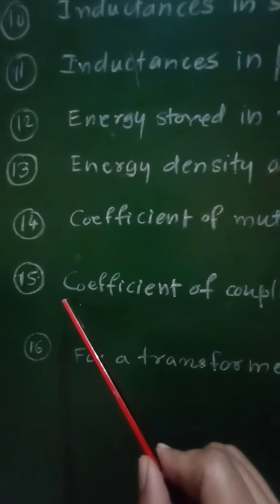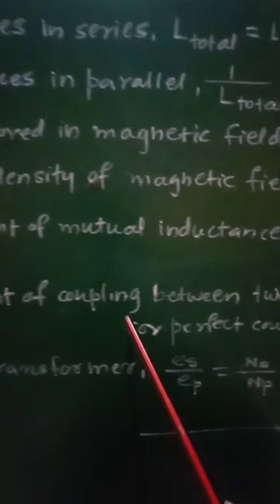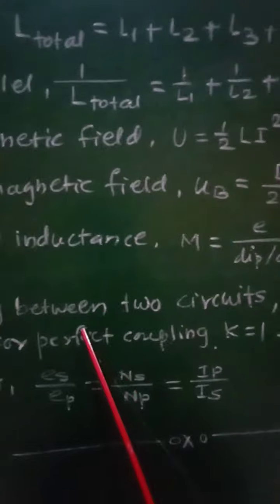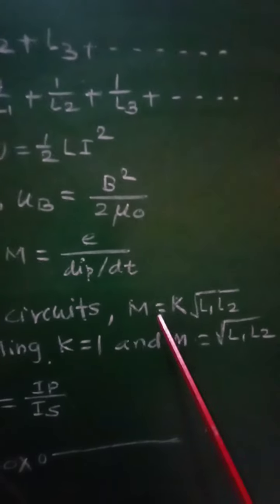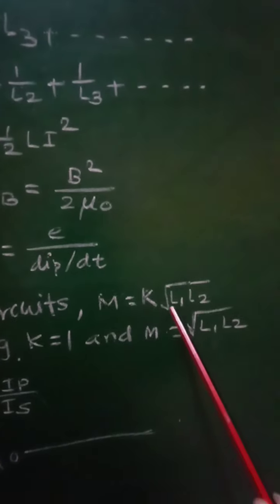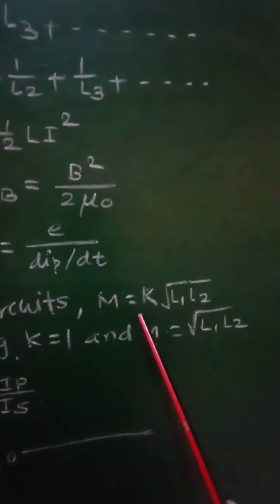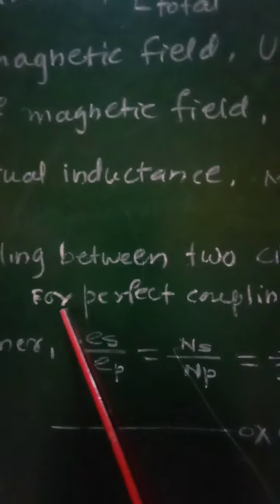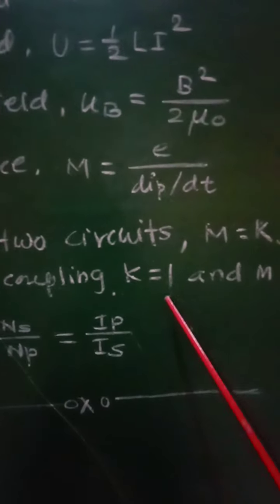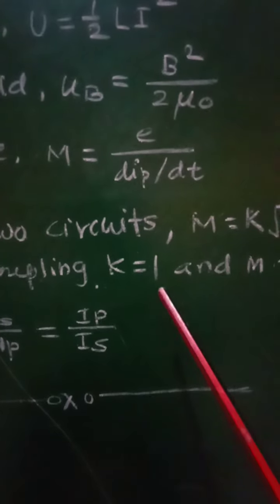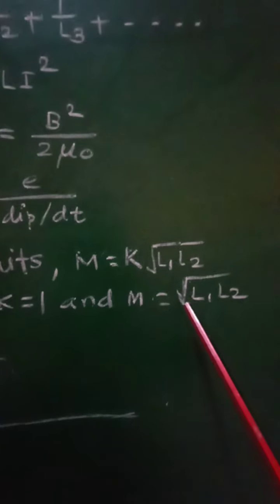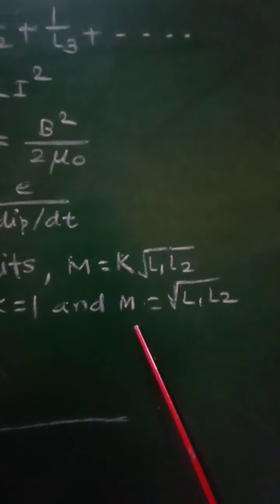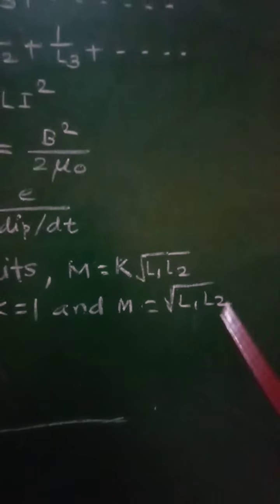Then 15th formula is for coefficient of coupling between two circuits. That is M is equal to K into square root of L1 L2. For perfect coupling of the circuits, K should be equal to 1. So as K is equal to 1, therefore M will be equal to root of L1 L2.